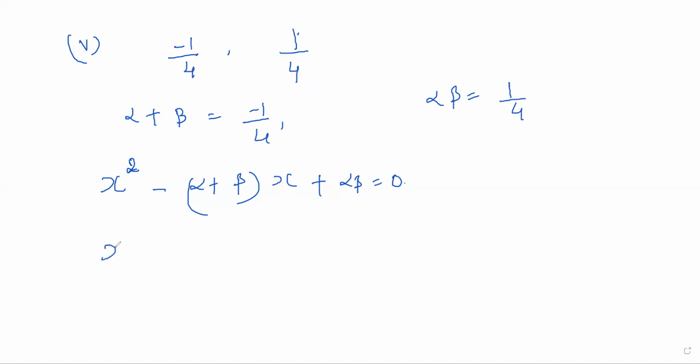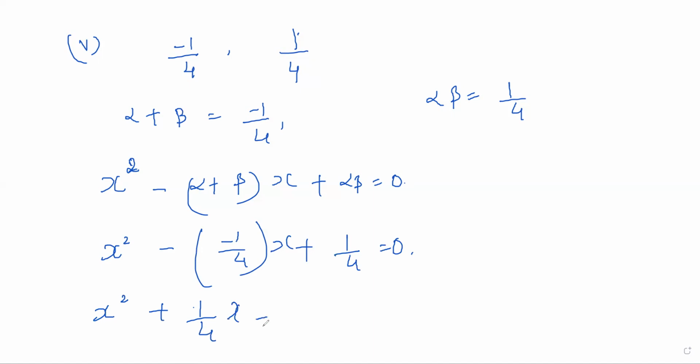What is x square? Write as it is. What is alpha plus beta? Write in bracket because we have a minus sign. Plus, what is alpha into beta? It is 1 by 4. Now, write x square, minus into minus is plus 1 by 4 x plus 1 by 4 is equal to 0.